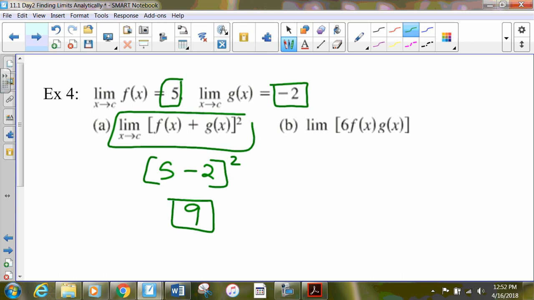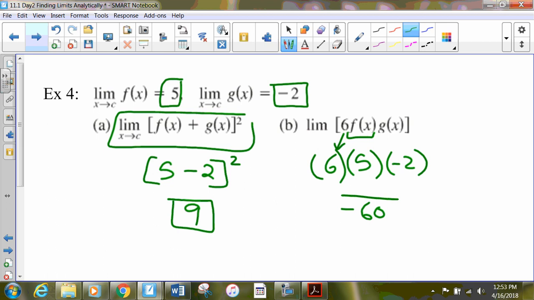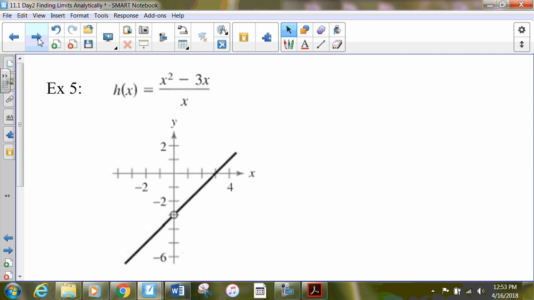Kind of is doing something totally different than we have been doing. And here, when we see the limit of f of x, we're going to be putting in 5. When we see g of x, we're going to be putting in -2, and we'll carry down that 6. So we've got 6 times 5 is 30 times -2 is -60. So you'll get a little practice with these types in your homework. They're the easiest types.